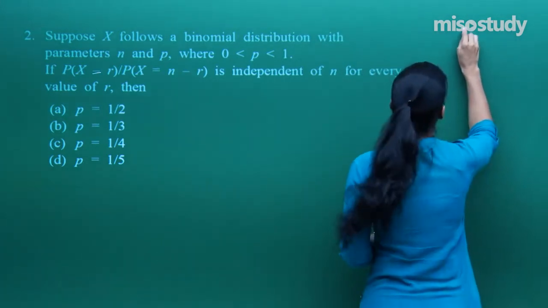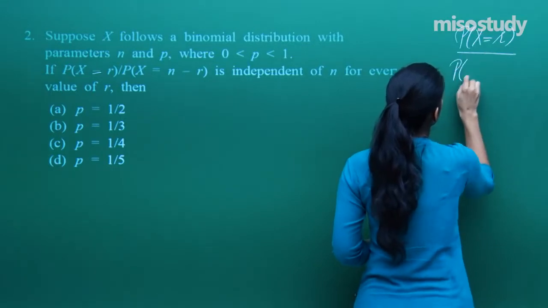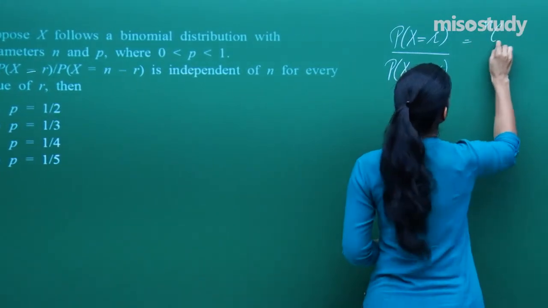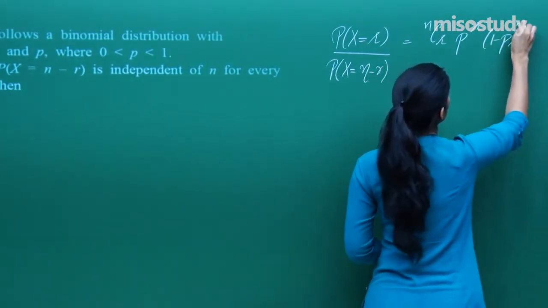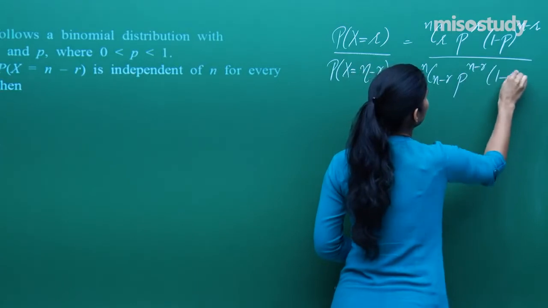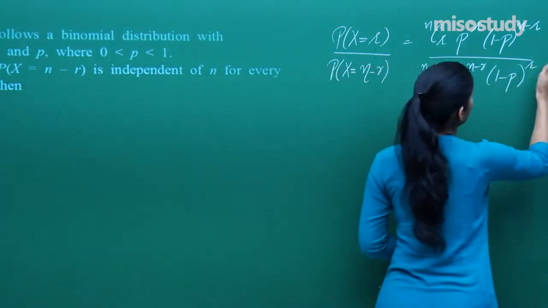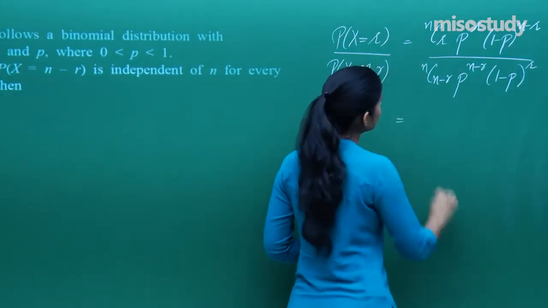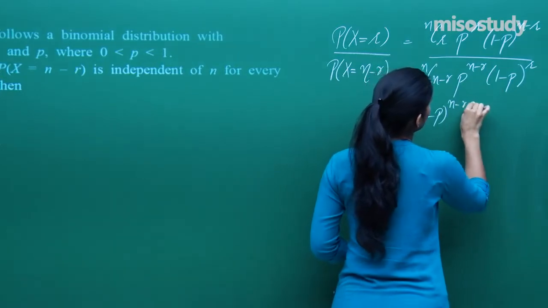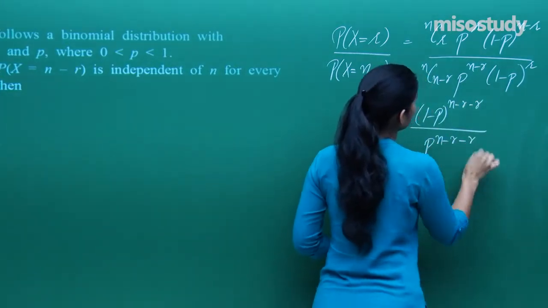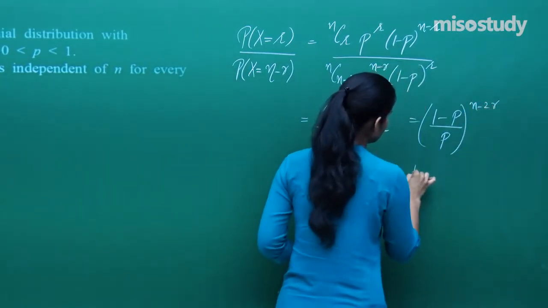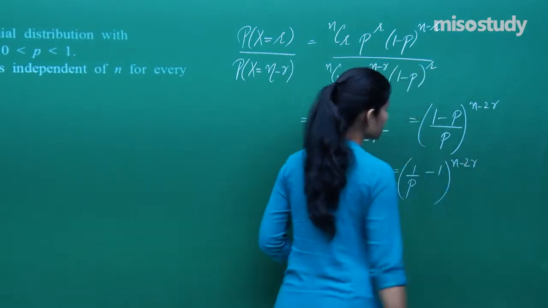Now see, over here, probability of x equals r upon probability of x equals n minus r needs to be considered. This becomes what? So, this is NCR, p to the power r, q, which is 1 minus p to the power n minus r, whole upon NC n minus r, p to the power n minus r, 1 minus p to the power n minus n plus r, which is r. Clear? Now, NCR upon NC n minus r, this is nothing but 1 only. This becomes 1 minus p to the power n minus r whole upon p to the power n minus r minus r. So, this becomes 1 minus p upon p whole to the power n minus 2r, or I can say 1 by p minus 1 whole to the power n minus 2r.